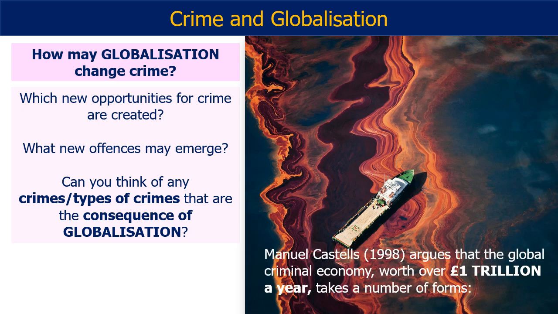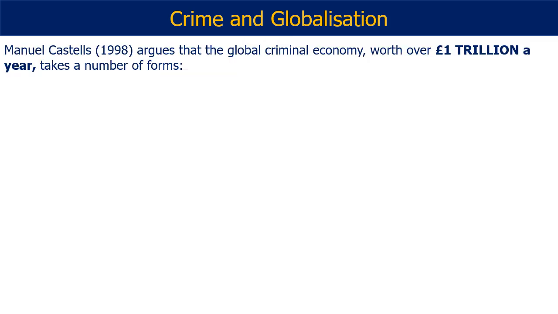First of all, we can introduce ourselves to our first thinker. Okay, Manuel Castells in 1998 argued that the global economy was worth over £1 trillion a year, and that it takes a number of forms. So the criminal economy is actually a colossal part of the world's economy itself. And here are just some of the different types of crimes that are really a part of that criminal global economy.